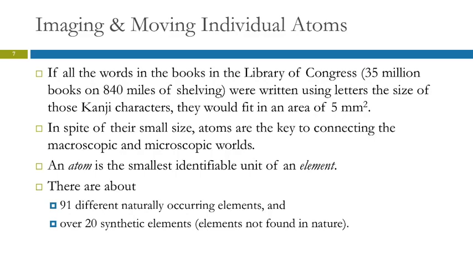The atoms, so small, but they are the key to explaining the large things that we can see. An atom is the smallest identifiable unit of an element. There are smaller particles than atoms, but they are not identifiable as belonging to a particular element. So in terms of elements, there are 91 elements that occur naturally, and there are over 20 synthetic elements. Those have been made in a lab. They do not naturally occur in nature.